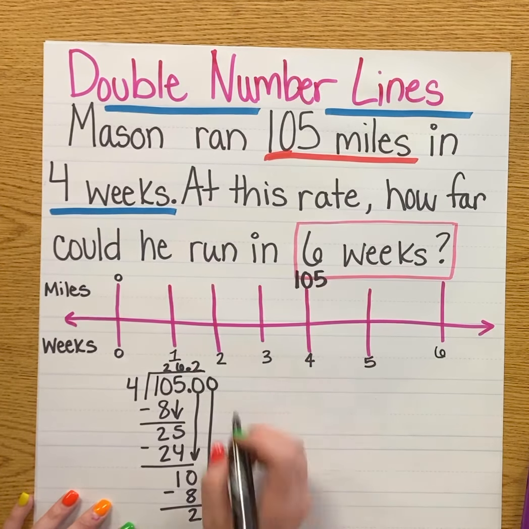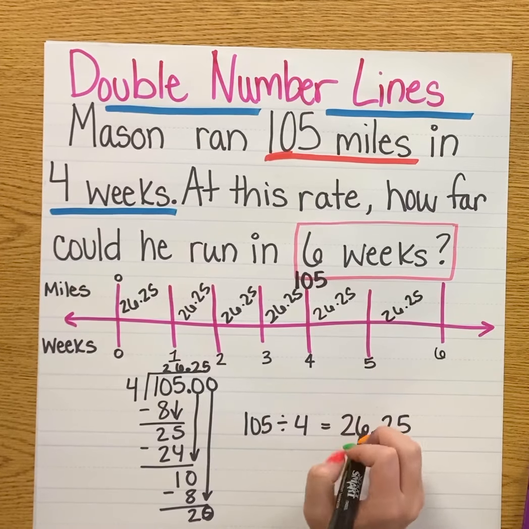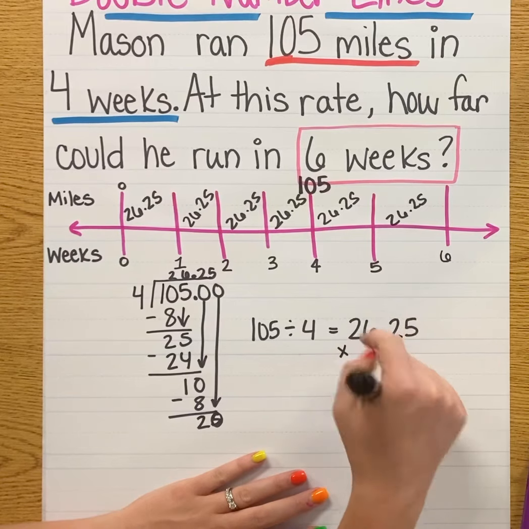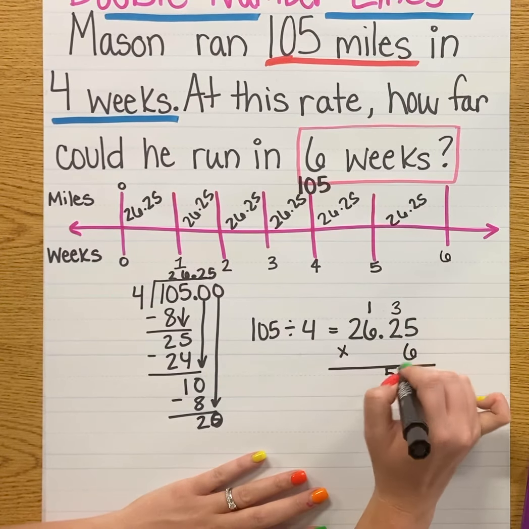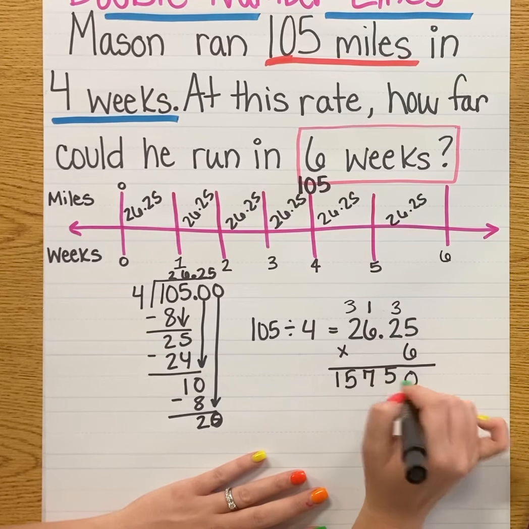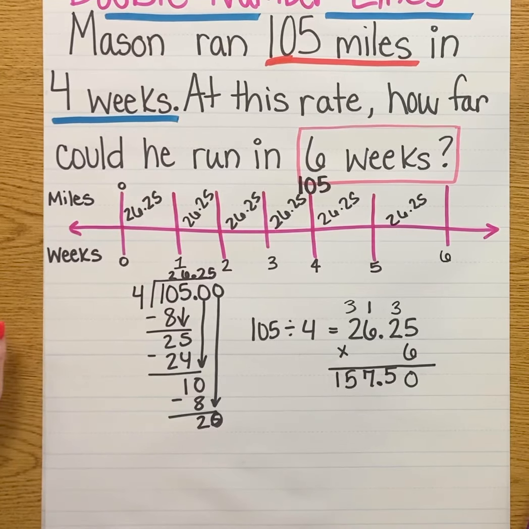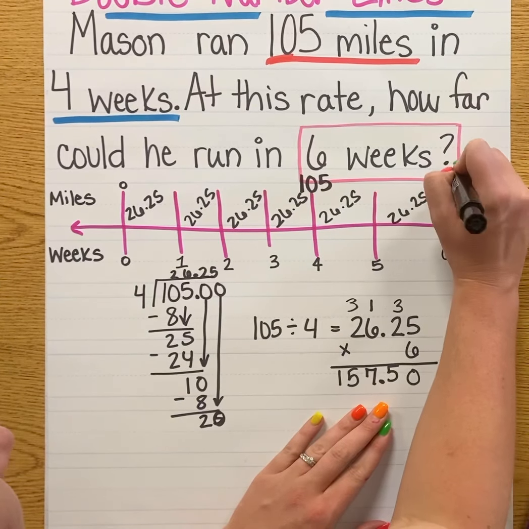So each one. That also means that these must be 26.25 miles as well. So I could start with 105 and just add those two, or I could say, okay, well, 26.25, and I'm going to multiply that times 6 weeks, because this is per week. 6 times 5 is 30, 6 times 2 is 12 plus 3 is 15, 6 times 6, 36, 37, 6 times 2 is 12, plus 3 is 15. 2 decimal places. So at that same rate, in 6 weeks, he could run 157.50 miles. Okay, so that would be our final answer.